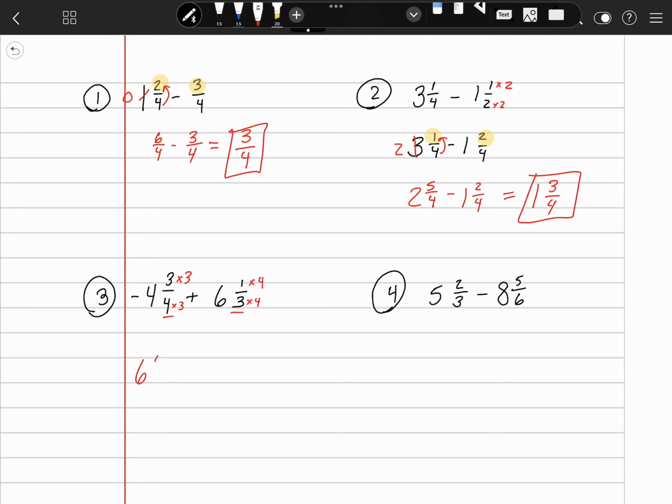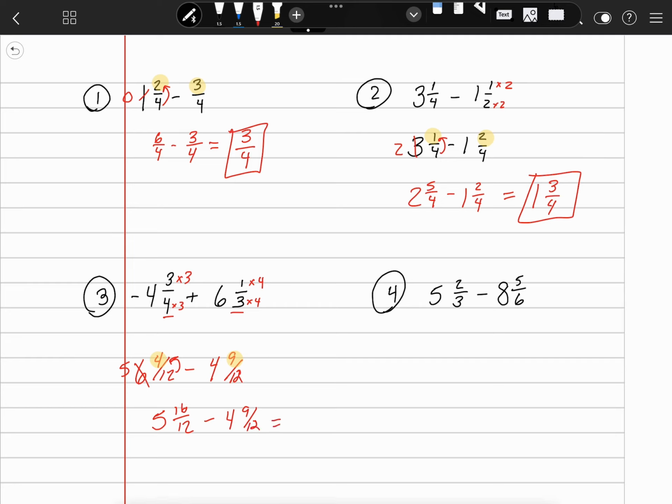So I have 6 4/12 minus 4 9/12. So then I'm going to look, can I do 4 minus 9? No, I cannot. So I'm going to take 1 away, add the bottom to the top, and I get 5 16/12 minus 4 9/12. So now I can subtract.